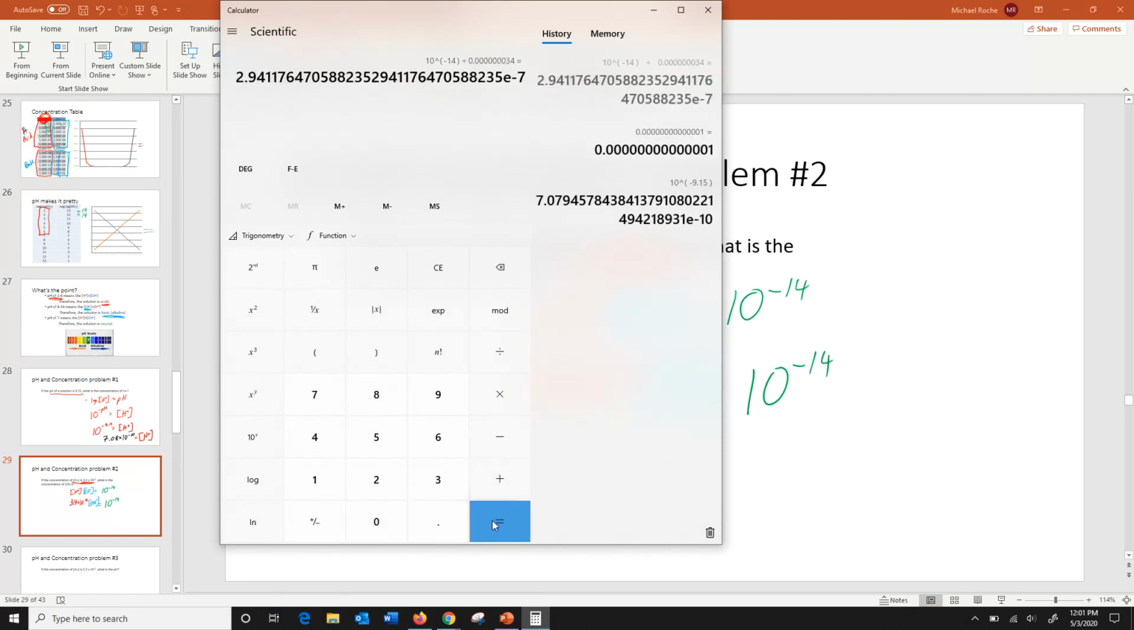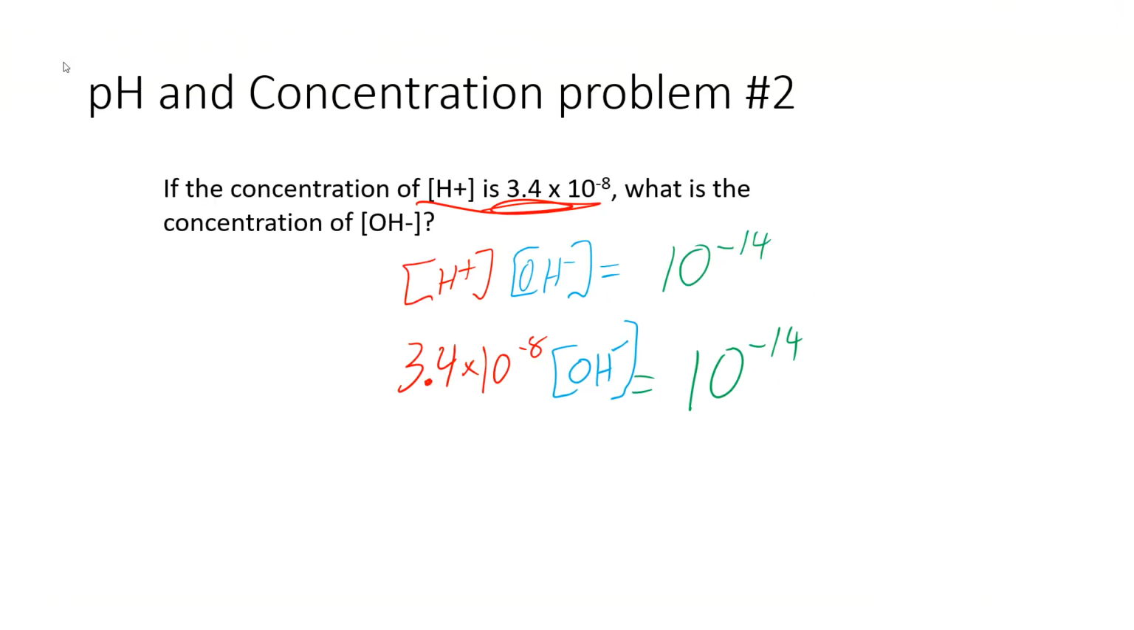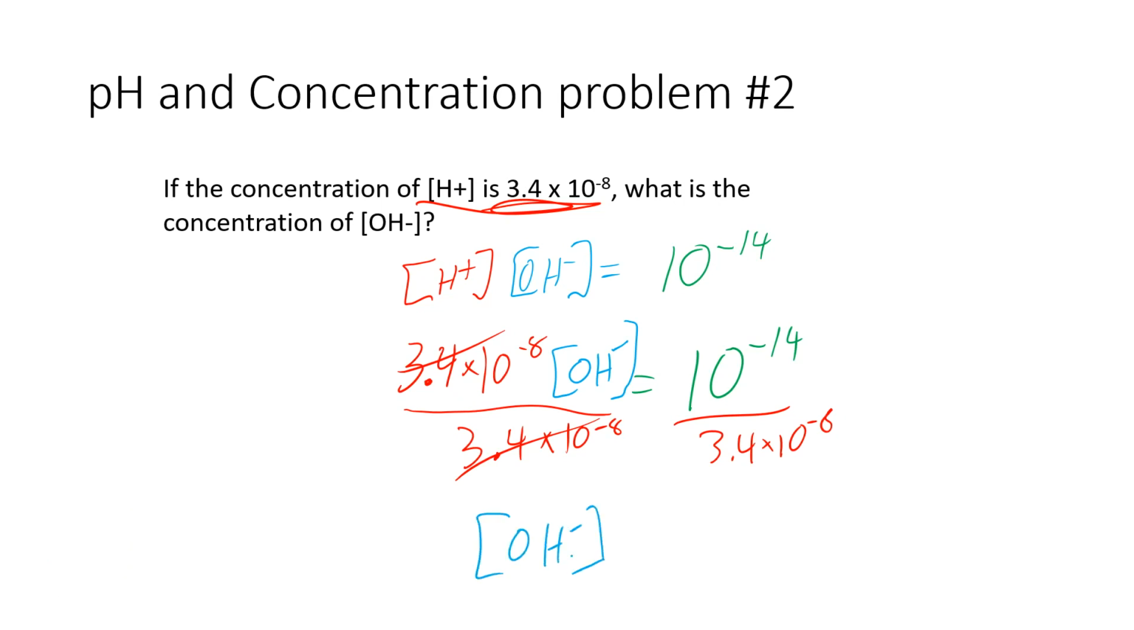And bam. And that gives us 2.94 times 10 to the minus 7. So let's look at what that did here. What we did is we divided both sides by 3.4 times 10 to the minus 8, right? And so the concentration of OH minus equaled whatever I just had written there, which I believe was 2.94 times 10 to the minus 7. That's the concentration. So that's molarity. All right.